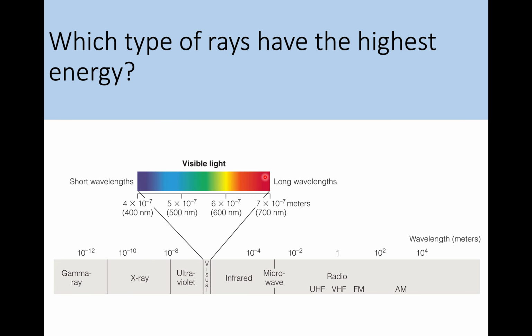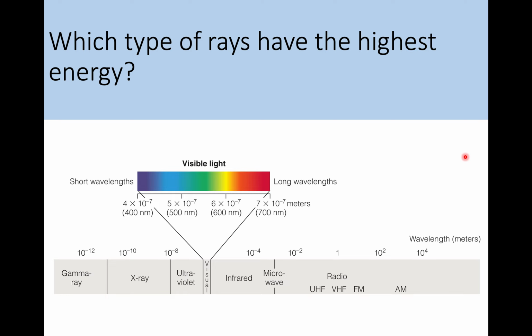So let's take a look at this graph of wavelengths. So here these values are values of wavelength, and then we see the different types of radiation labeled here as well. And the visual wavelengths are here, so it's sort of expanded out so that we can see the difference between the range of the visual wavelengths, the way that we're used to seeing it in terms of the rainbow. So which type of rays have the highest total energy?